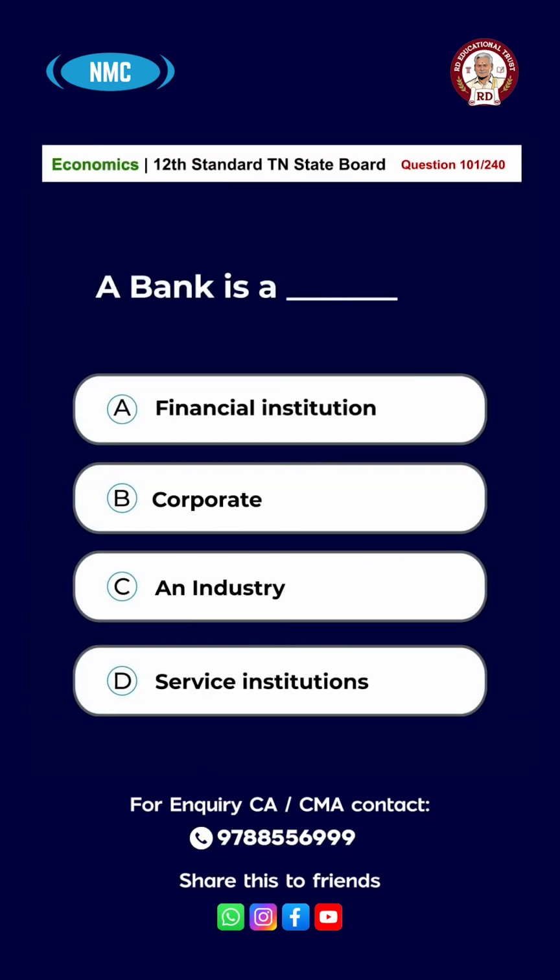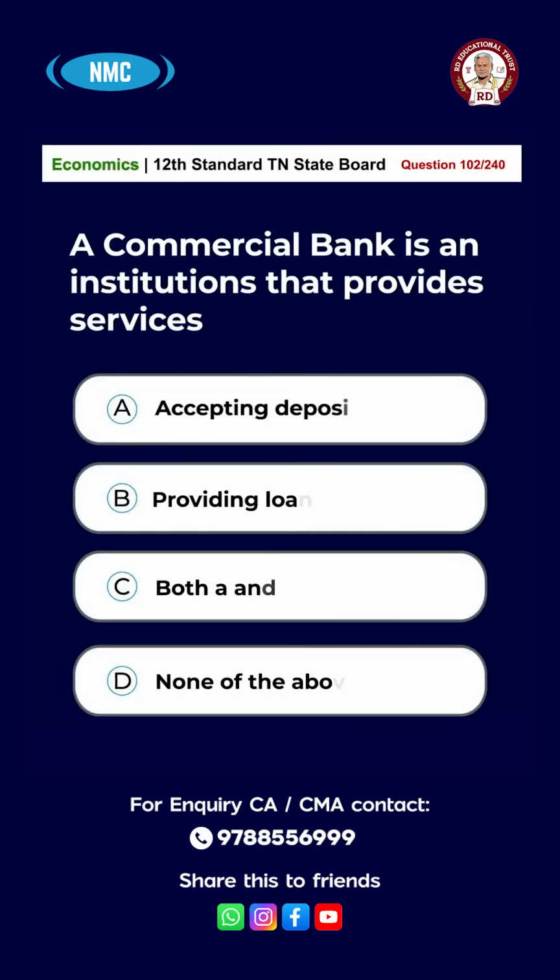Question number 101. A bank is A. Financial institution, B. Corporate, C. Industry, D. Service institution. The answer is option A. Financial institution.